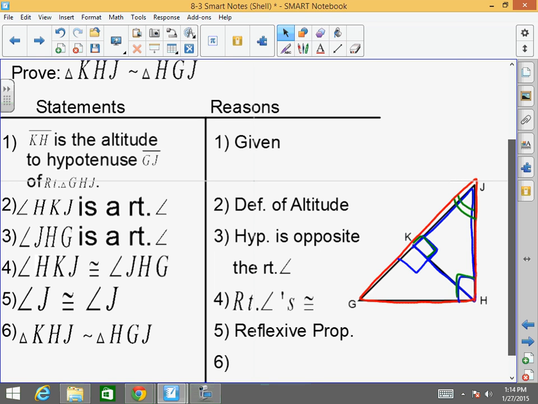Here we stated that this is a right angle and this is a right angle. So HKJ and JHG are right angles. That means that JKH is congruent to JHG. We can also prove that angle J here, since it's a matching angle for both triangles, is congruent because of the reflexive property. Then I can state that triangle KHJ is similar to HGJ because of angle-angle.